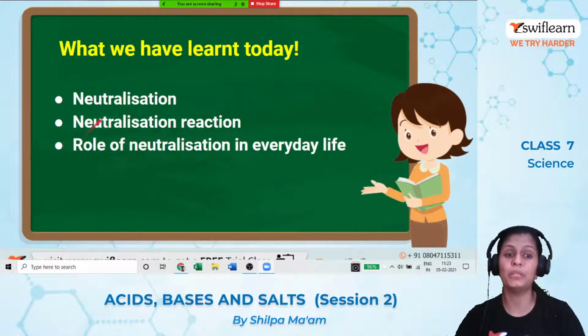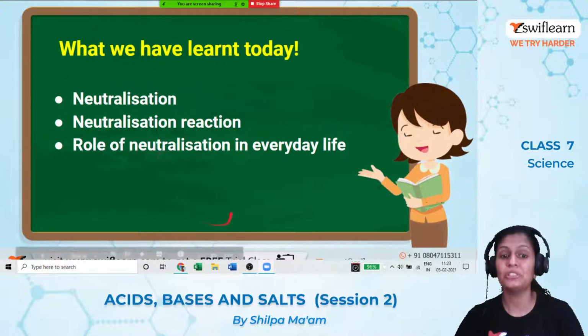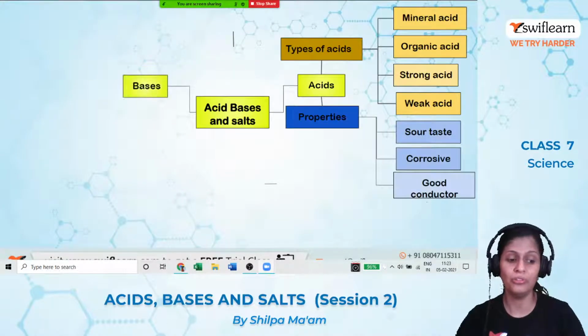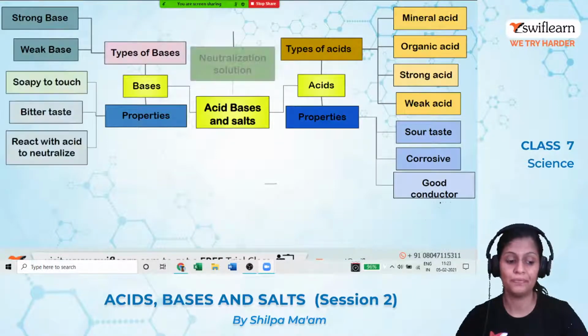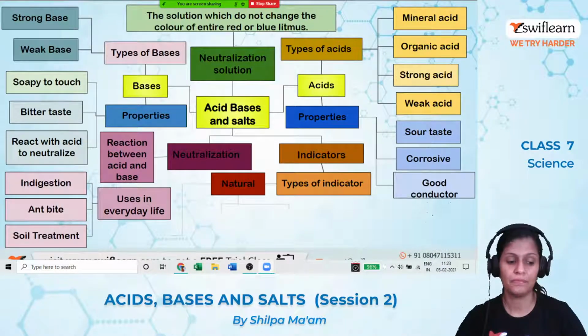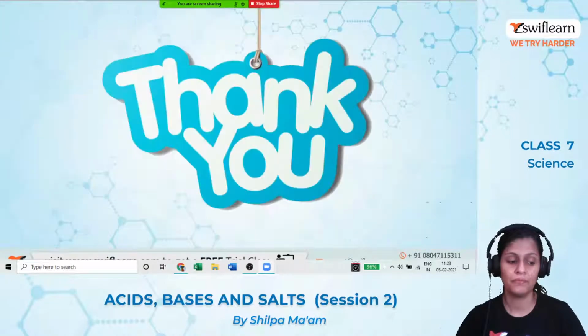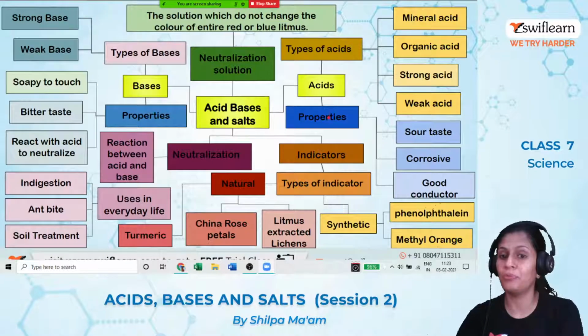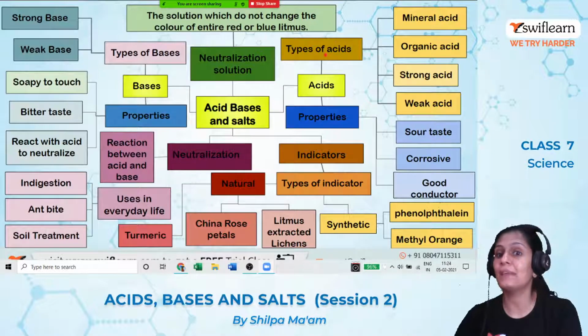Now, what we have learned today: what is neutralization, what is a neutralization reaction, how can we use neutralization reaction in everyday life. So this is all what we have done today. This is the entire summary of acids, bases and salts. Now, what are acids, bases and salts? Acids, what are their properties? They are sour in taste, they are corrosive and good conductors. Types of acids we know: mineral, organic, strong and weak acids.